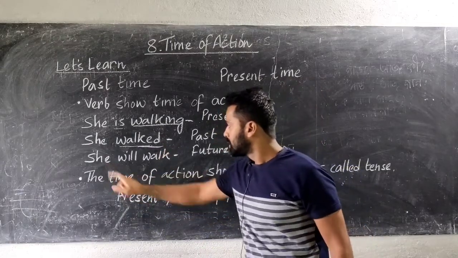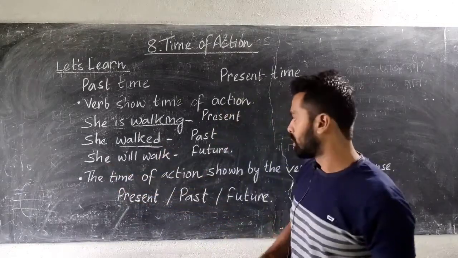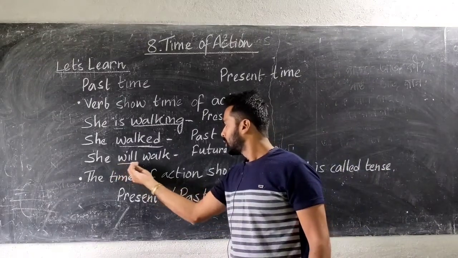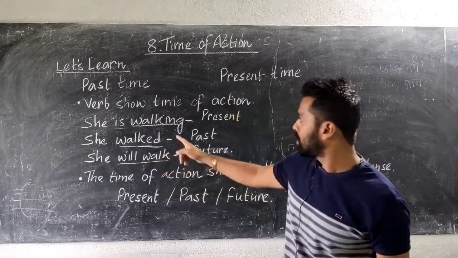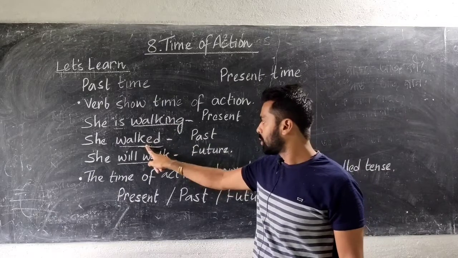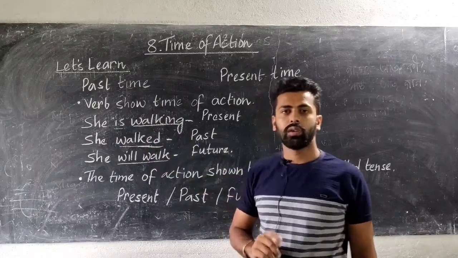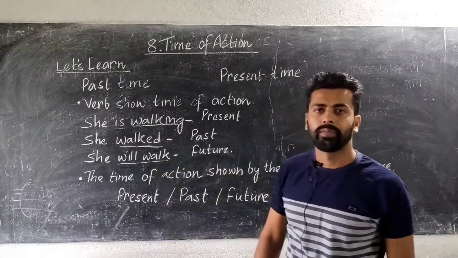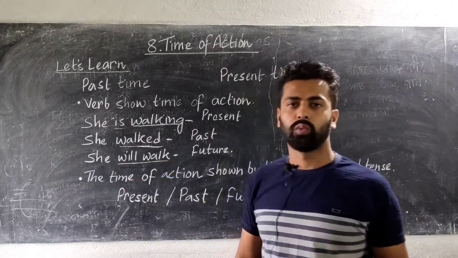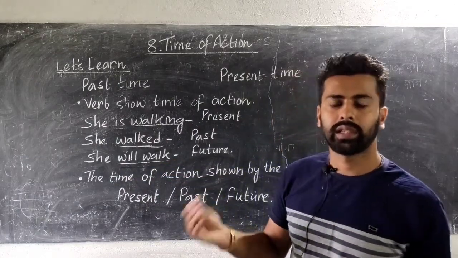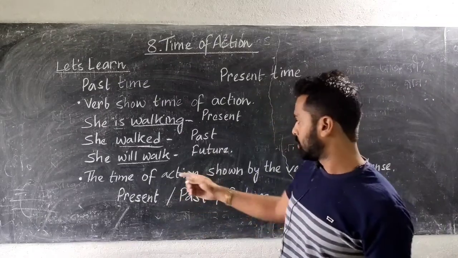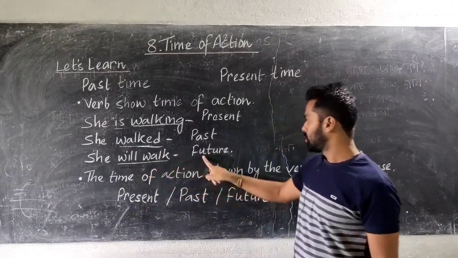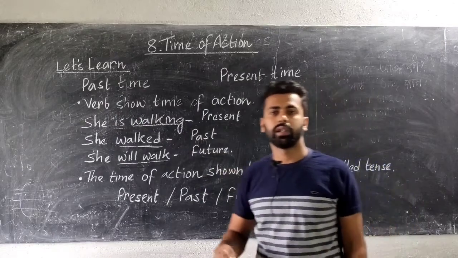Next you see, she will walk. Here also you see the change. Here we added ing, here we added ed to the verb, and here before the verb we have added will. Will always denotes that the action is done in the future. So she will walk means the action will be done in the future time.